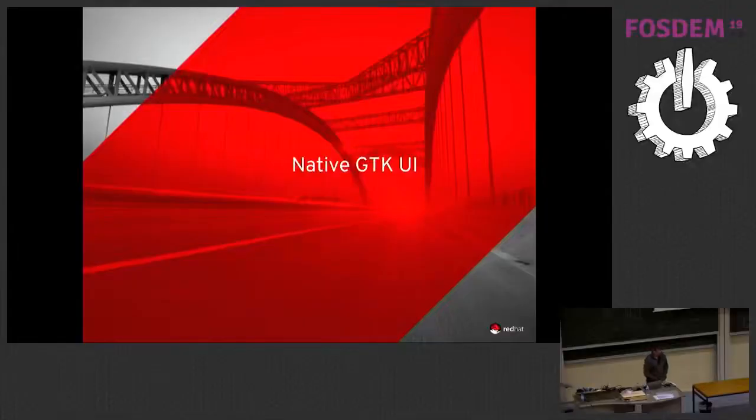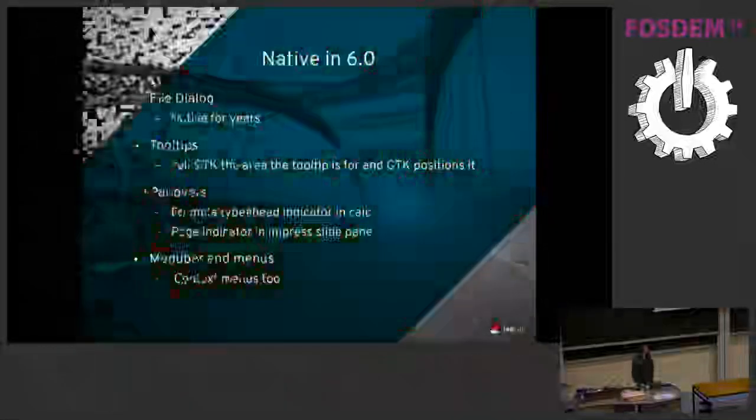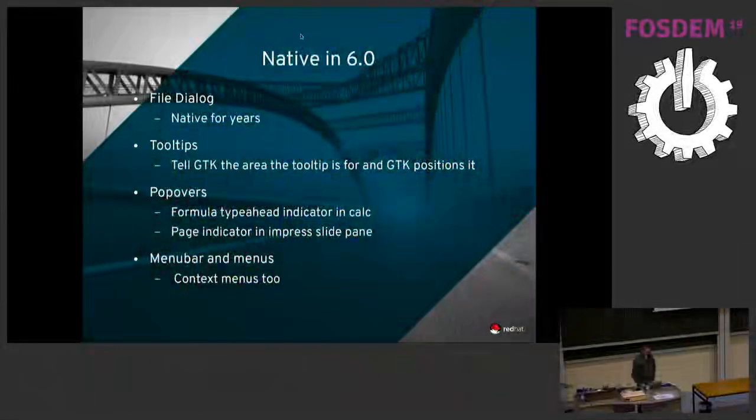Right, so yeah, this is the native GTK UI, which is limited to the dialogues. So first we'll do the usual demo that the OpenGL transitions are still working, which they are. So what was native in 6.0 was the file dialog, which has always been native. The tooltips became native in 6.0. Popovers, which are used in Impress and are used in Calc as well. And then the menu bar and menus became a fully native menu bar and menu in 6.0.